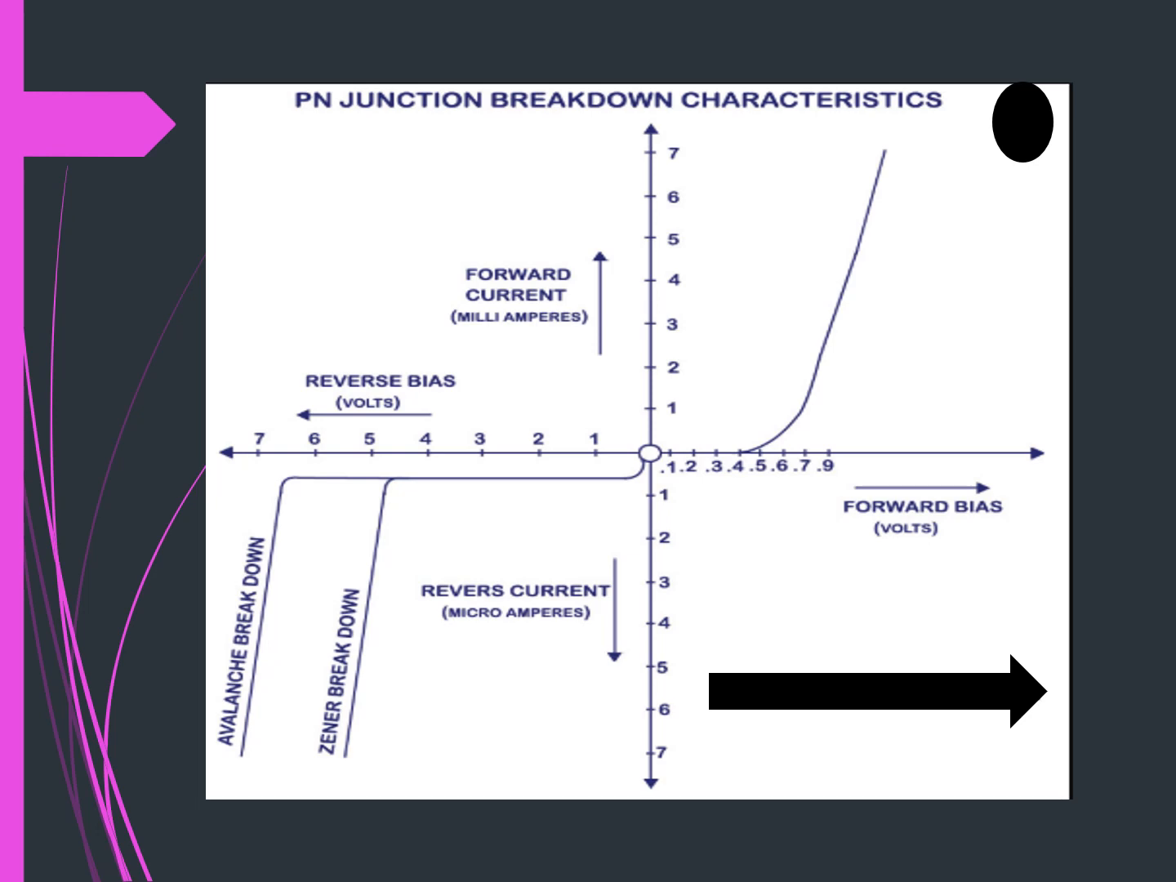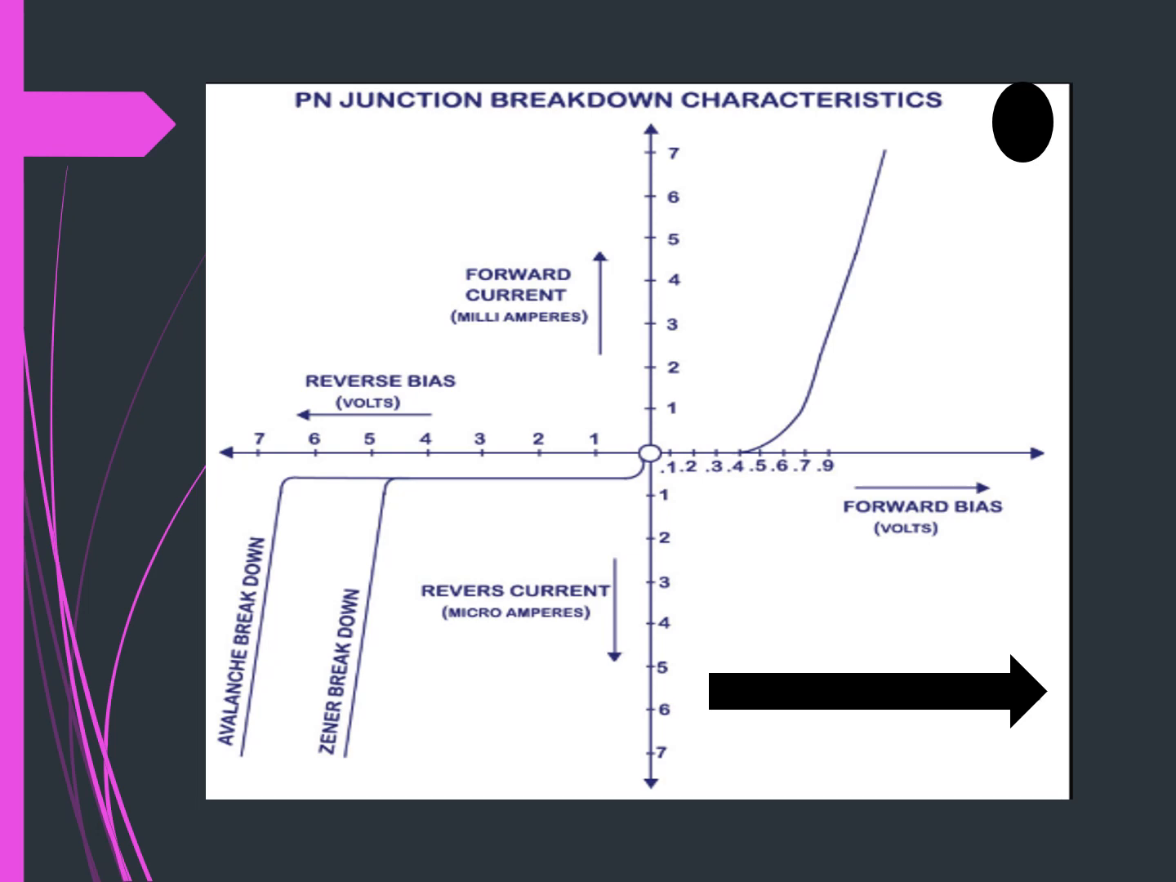Breakdown means that all the covalent bonds break and a huge amount of electrons are produced. That's why it's called breakdown. There are two types of breakdown: one is avalanche breakdown, another is Zener breakdown. In both, the characteristics are the same. When the breakdown occurs, there is not much change in the voltage but a huge change in the current, right?